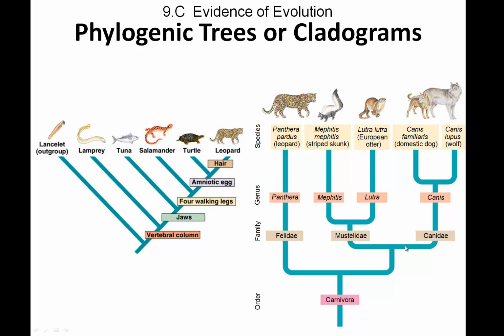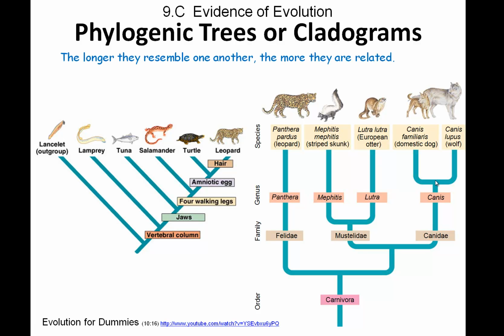But then you had another speciation. This one went this way to become the dogs. So we actually have speciation. They're all mammals. These two are not as related as these two, and these two are more related than those two because the speciation happened later in time. So the longer they resemble one another, the more they're related.